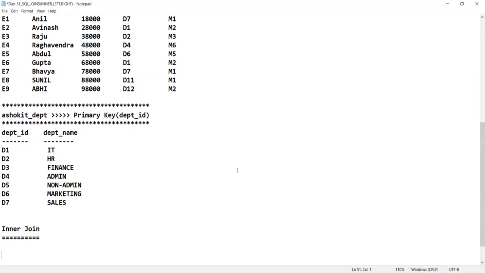What is the functionality of the inner join? Only the matched records. Only the matched records from the left-hand side table and the right-hand side table will come into the result, right or not?